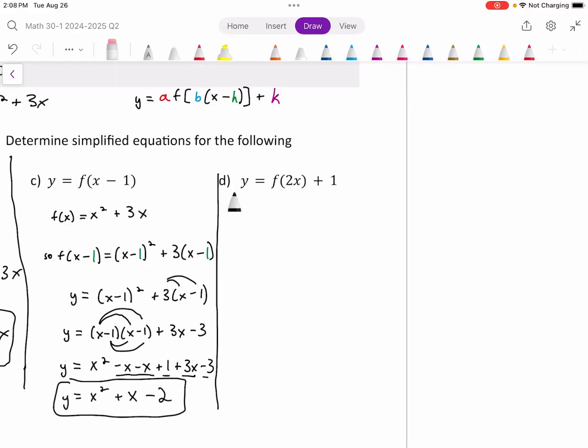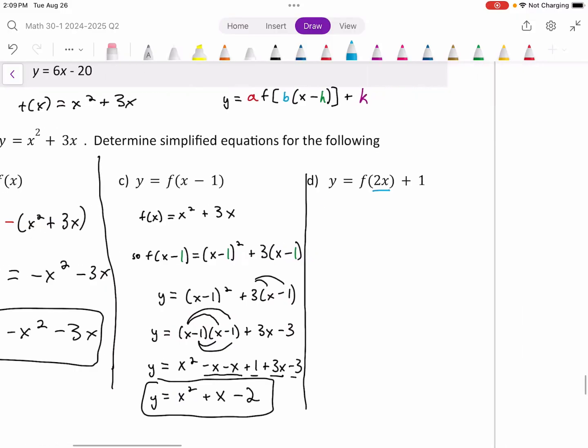Alrighty, for D here, I see a couple things going on, right? We can see that we have a B value of 2 and we have a K value of 1. So multiple things are happening, but again, we can break it down into chunks here. There's essentially 2 things we need to do. These are the instructions. Instead of f of x, we want f of 2x. So anytime we see an x in the original equation, we're going to replace it with a 2x. That's what finding f of 2x is. Once we've done that, we then need to add 1 to the result. This is saying find f of 2x and then add 1 to whatever that is.